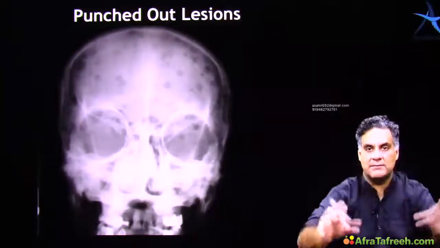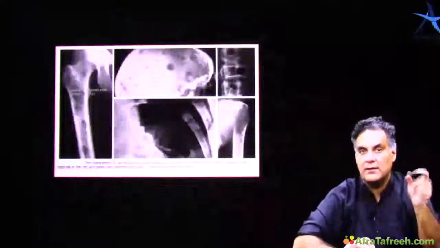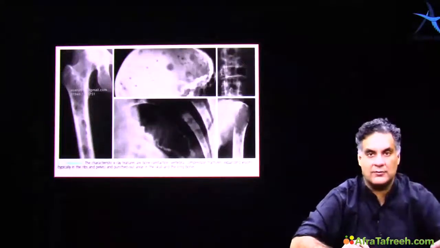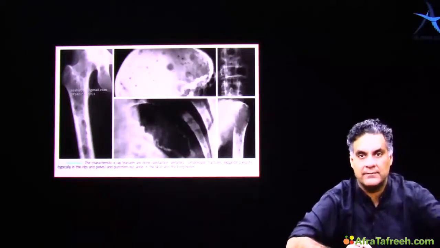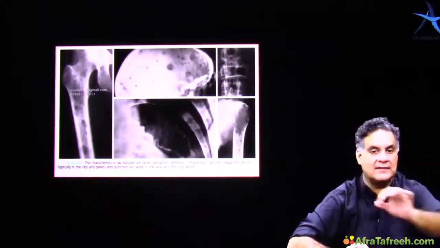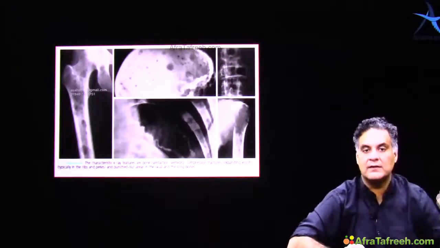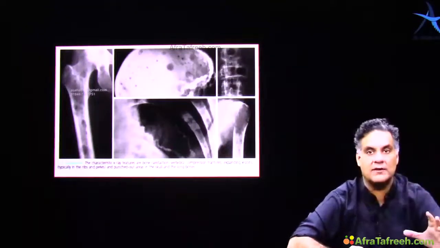Multiple lytic lesions which are punched out are seen in multiple myeloma, which is a plasma cell tumor, which is a lytic tumor, which will never have osteoblastic activity except for a fracture. And there can be lysis anywhere in the body: in the skull, the femur, the humerus, the vertebra, the rib cage, any bone in the body.